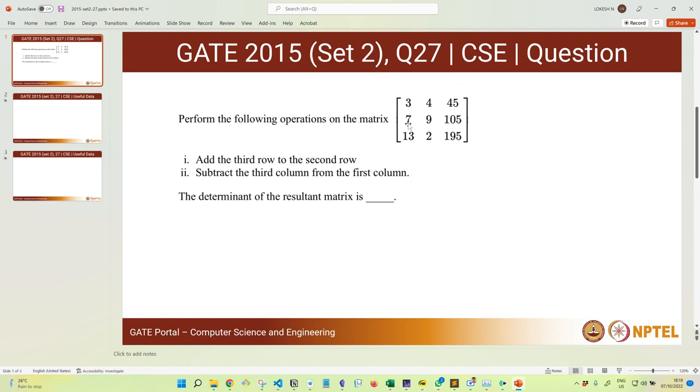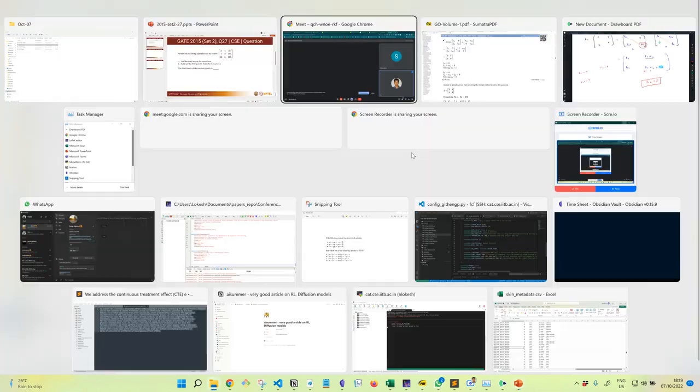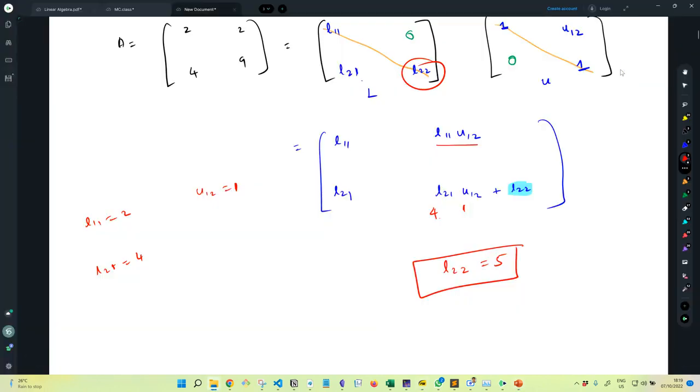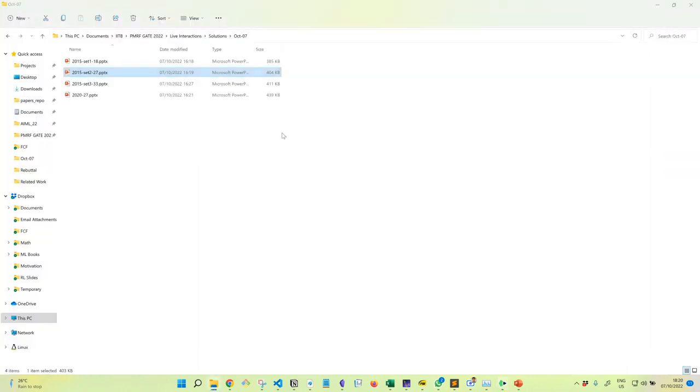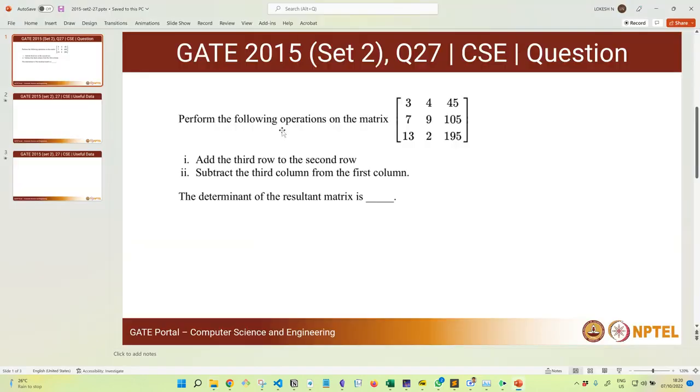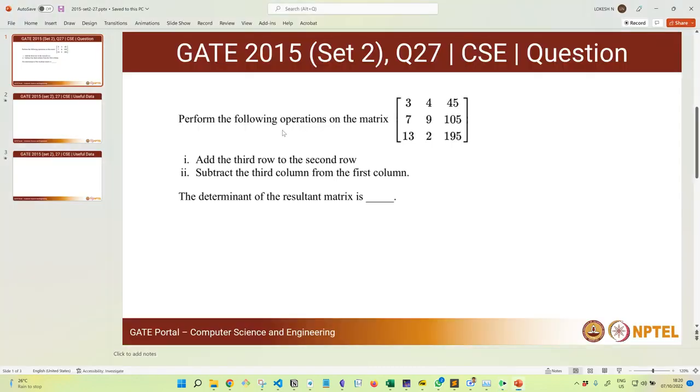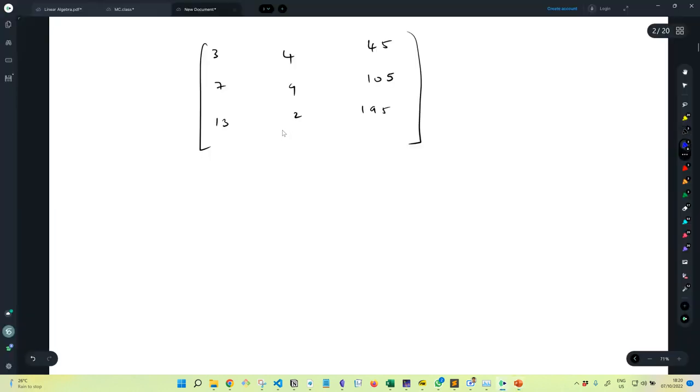So let me copy over the matrix: 3, 7, 13, 4, 9, 2, and 45, 105, 195. Now they're asking us to do two operations. One is adding third row to second row, and subtracting the third column from the first column. What are the operations they're telling?